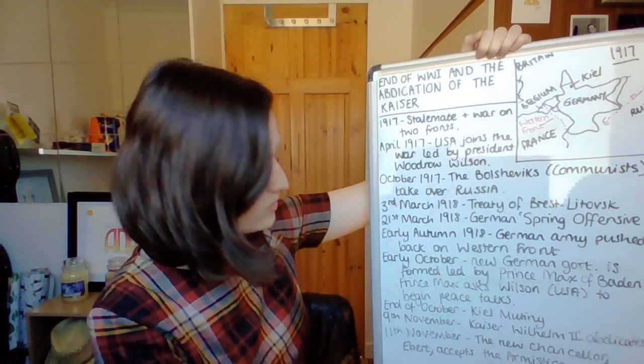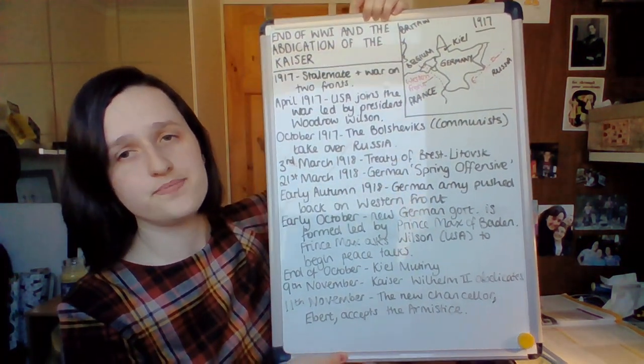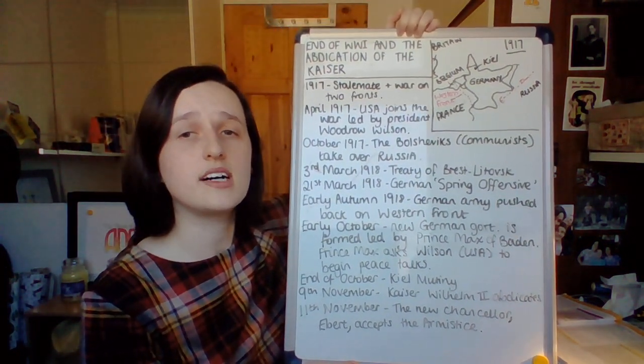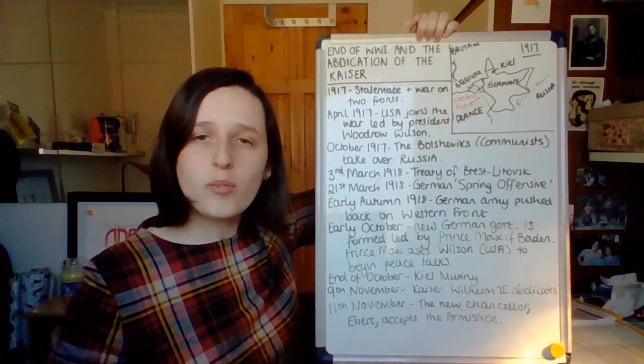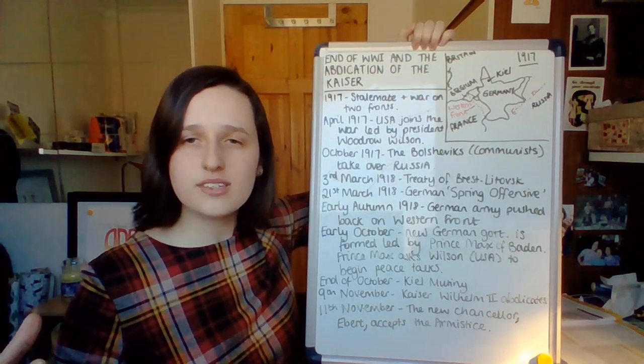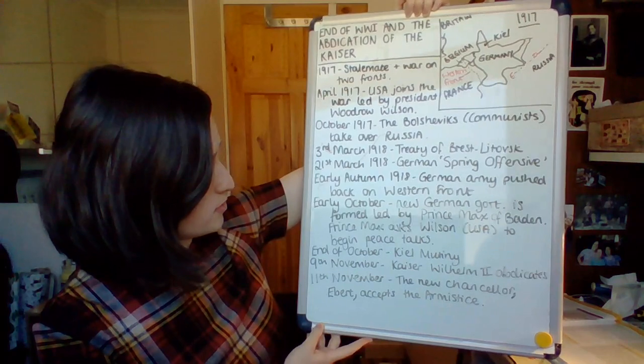And eventually, on the 9th of November, Kaiser Wilhelm II abdicates. And at this point, Germany decides that they are now going to be a republic. That means they are not led by a monarch or a king or Kaiser. They are now going to be ruled by a democratically elected government.